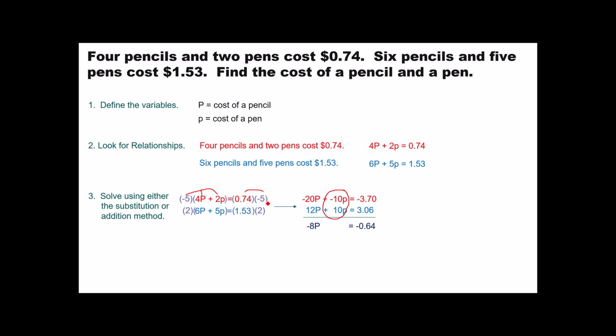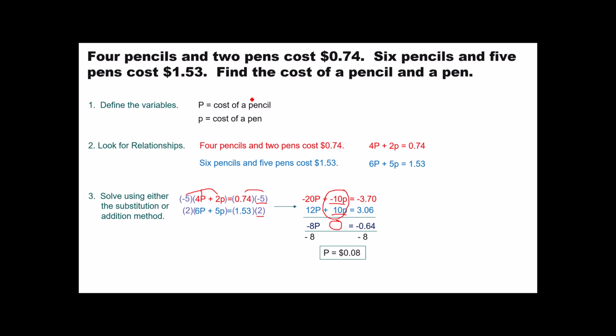I intentionally multiplied by numbers over here to create terms here that were opposites, 10 and -10, ensuring that I would get them to disappear, because now I have a single variable equation. How do I get rid of the times -8? Divide both sides by -8, giving me p equals 8 cents.